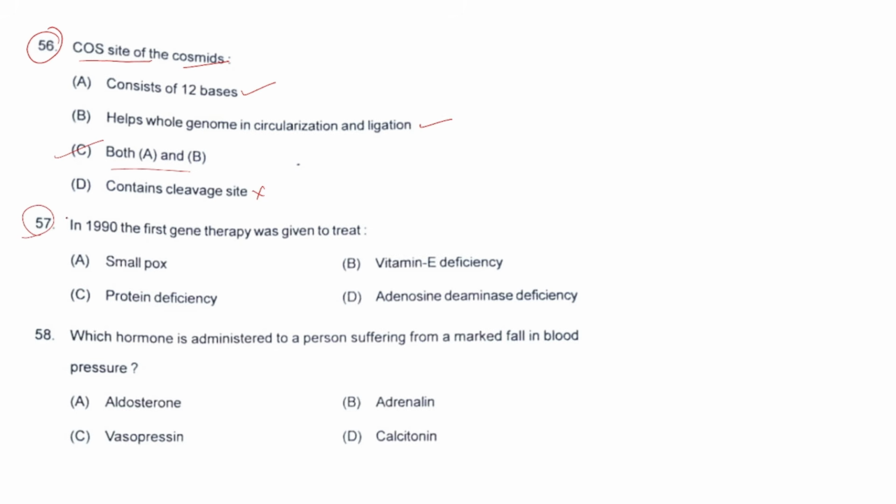Next, question number 57. In 1990, the first gene therapy was given to treat. Okay, this is a direct question and this is a repeated question also. The first gene therapy was given to treat ADA deficiency. Here in the options you can see option D, adenosine deaminase deficiency. So option D will be the right answer.